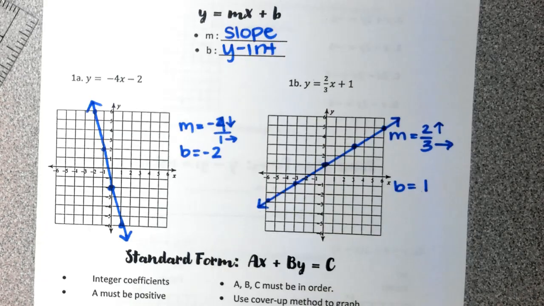What questions do I have? We all got that? Yes. Okay. That's slope-intercept form. Next. Can I move on? Tell me if I'm going too fast, okay?